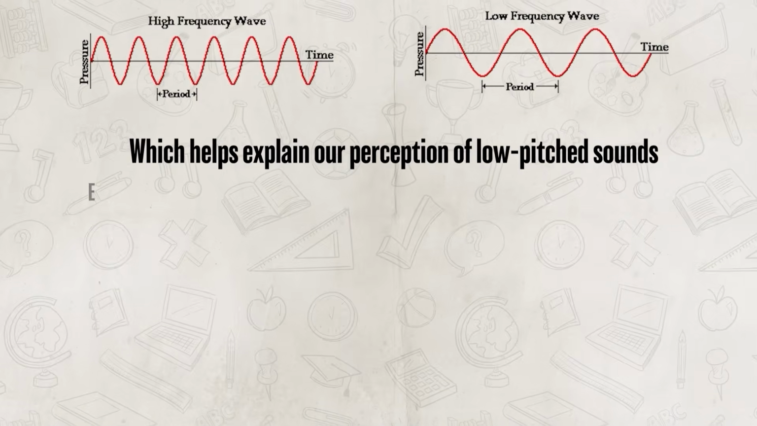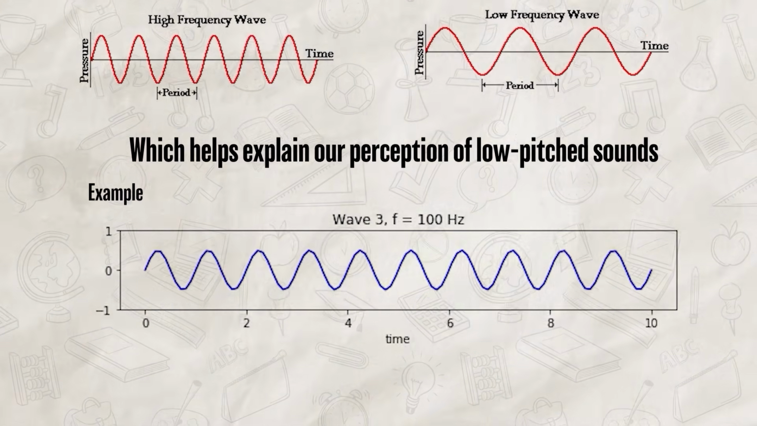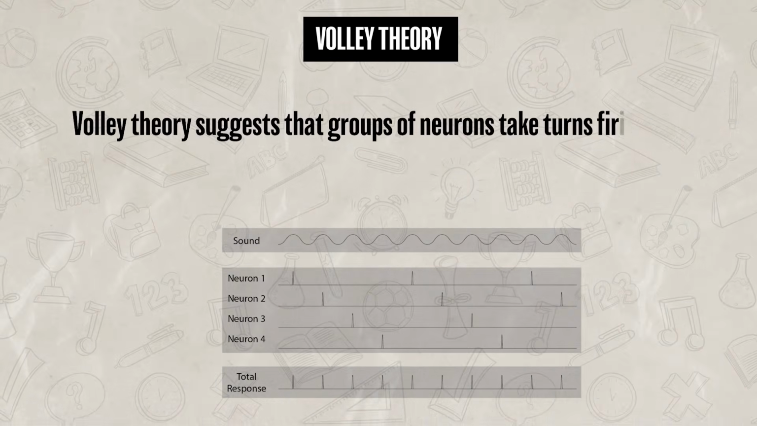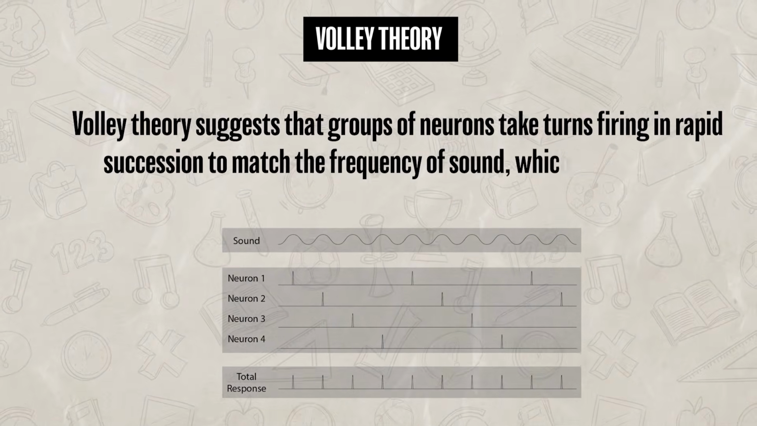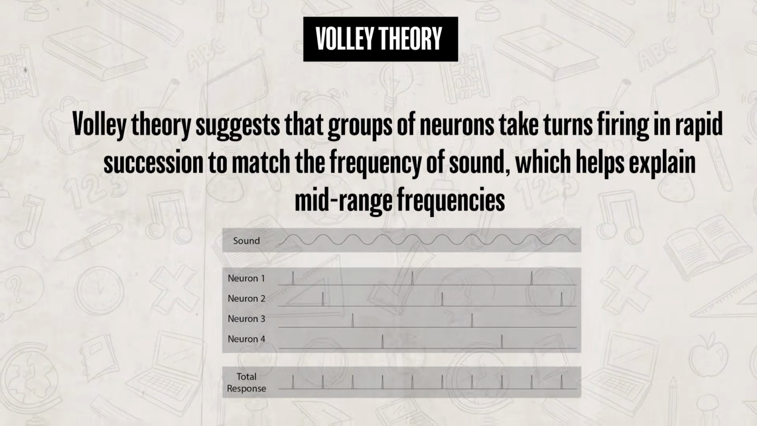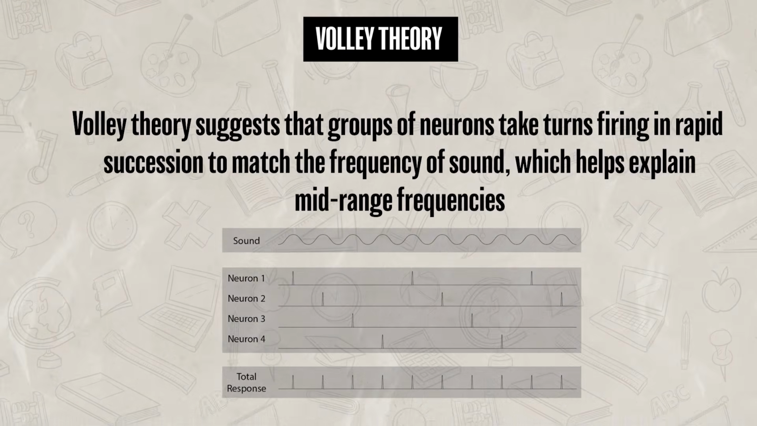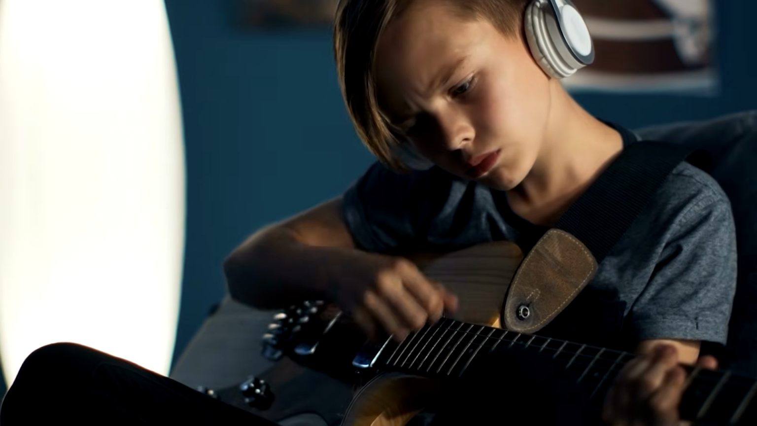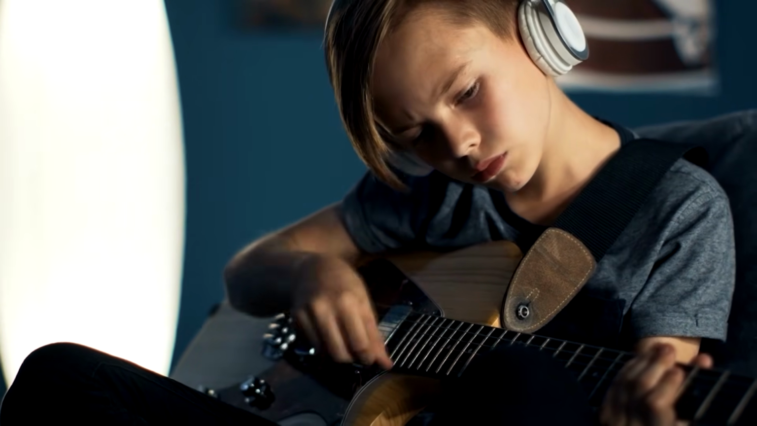For instance, a sound wave with a frequency of 100 Hz would cause the auditory nerve to fire 100 times per second. Lastly, the Volley theory suggests that groups of neurons take turns firing in rapid succession to match the frequency of sound, which helps explain mid-range frequencies. All of these theories help explain how we recognize music, understand speech, and even detect emotional tone in someone's voice. All right, so those are the theories that you want to be familiar with.